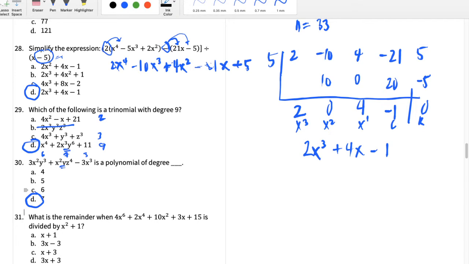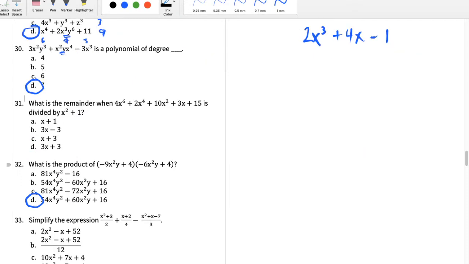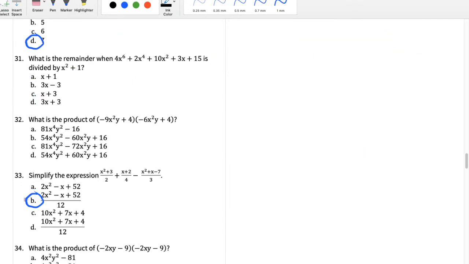Okay, number... Naku, may mga naiiwan na. Number 31. Ignore nyo lang to.